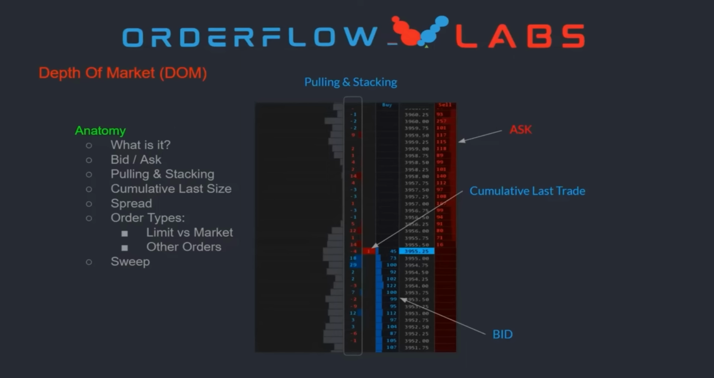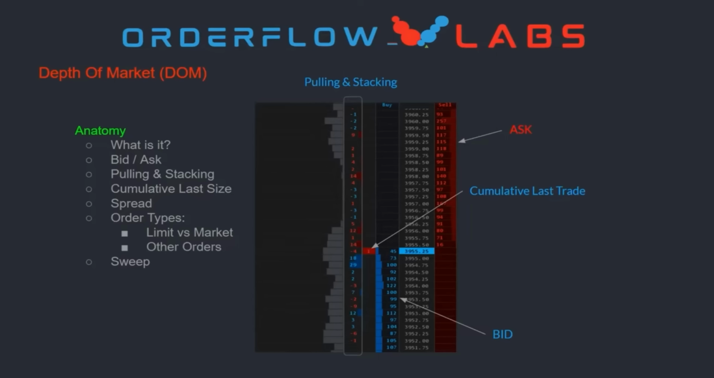Now, the bid column is the left blue column next to the middle price. These are the buyers, while the ask is the red column to the right of the price, the offers of the sellers. The pulling and stacking is the vertical rectangle there. The title is on the top, and that is telling us if the buy or sell limit orders are being removed or canceled, or if they're being added.